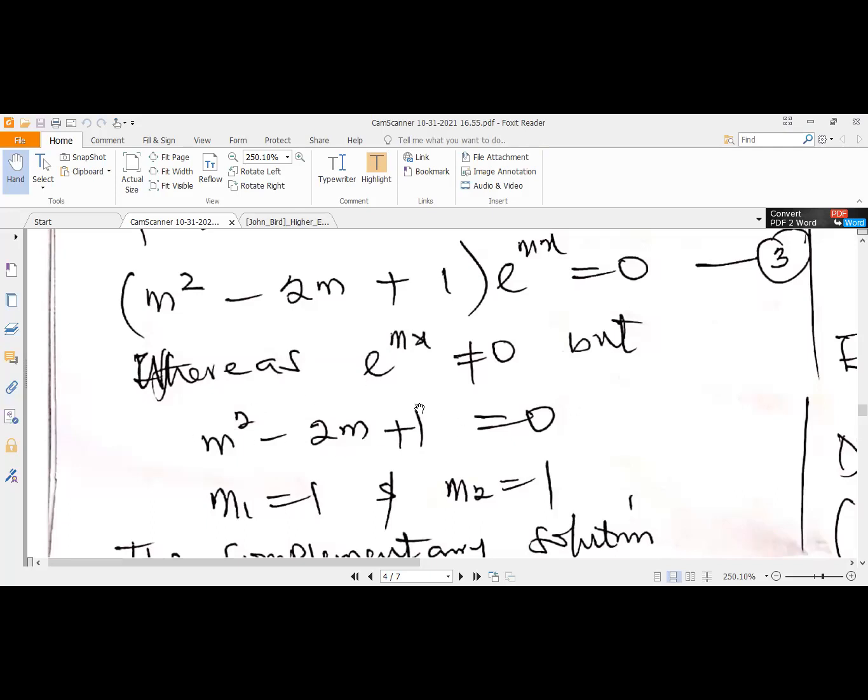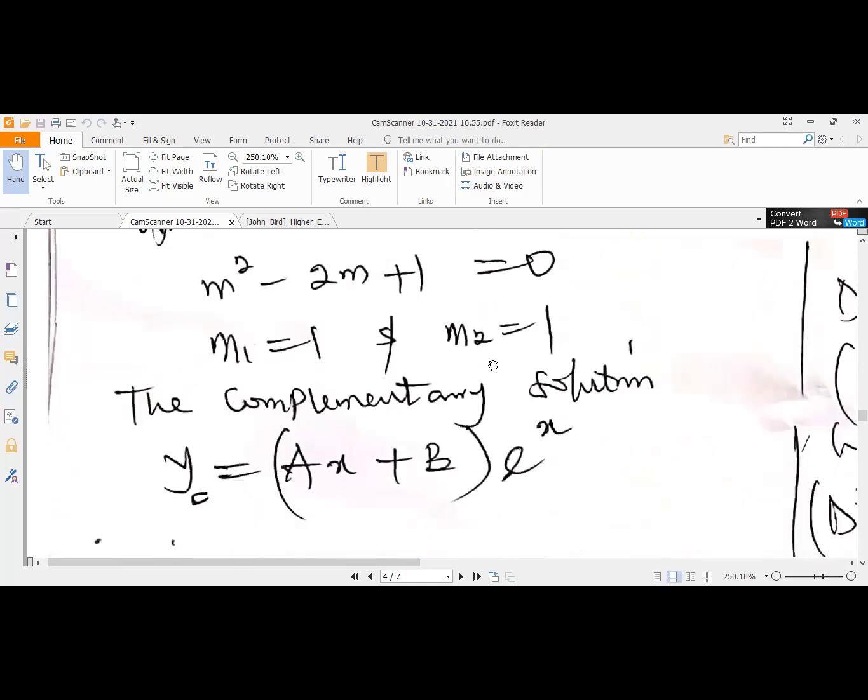But there is a name we call it. That is what we call the auxiliary equation. Okay? In this case, we have the same root, which is 1 and 1. Isn't it?